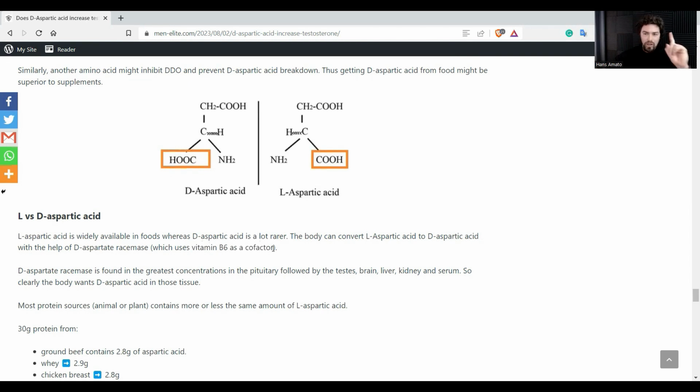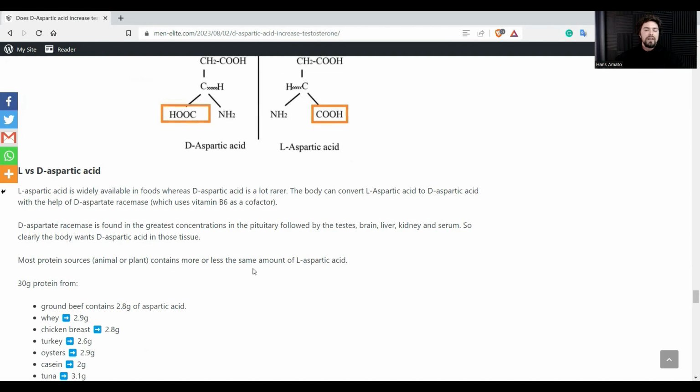So it could be that when you start supplementing B6, let's say you were deficient in B6, you will have more D-aspartic acid in the pineal gland, the thyroid gland, all of these, and you will notice benefits. You get more LH, more testosterone, sleep better, and your metabolic rate will increase. So it's not necessarily the B6, but the B6 is helping to increase the aspartic acid levels. D-aspartate racemase is found in the greatest concentrations in the pituitary, followed by the testes, brain, liver, kidney, and serum. So clearly, your body wants to create and accumulate aspartic acid in those tissues.